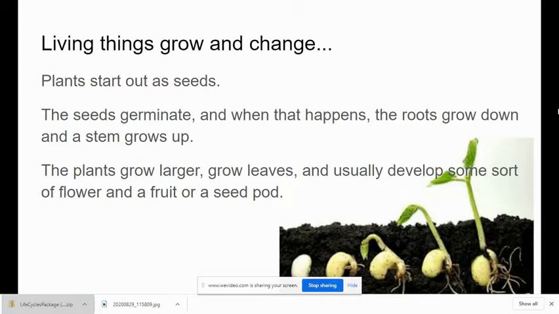The plants grow larger, they grow leaves, and they usually develop some sort of flower and a fruit or a seed pod. So if you think about any kind of fruit or some of the things that we call vegetables that you've ever eaten, like an apple or an orange or a cucumber, there are seeds inside. That's why it's on the plant. That's going to grow new cucumbers or apples or oranges.